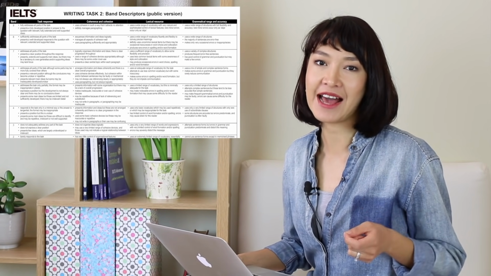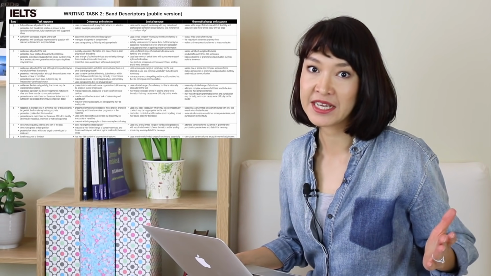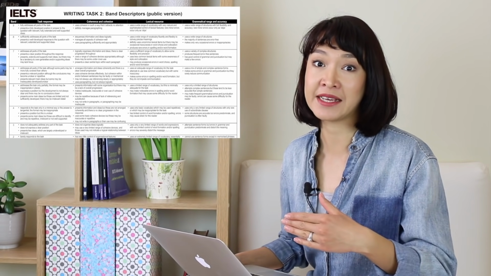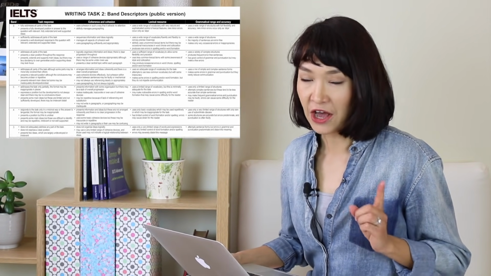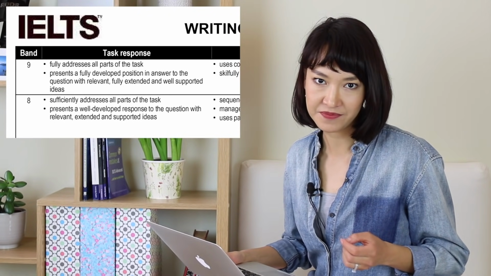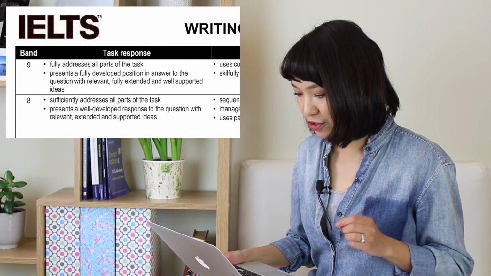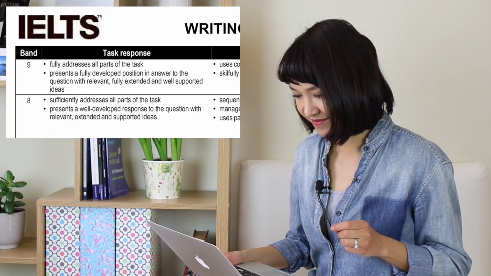What do IELTS examiners look for? We know about it if we have a look at the IELTS band descriptors document, which lists all the requirements, and I will show you how my essay meets each requirement for a Band 9 score. Okay, the first criterion is called task response, and we read, you should fully address all parts of the task.